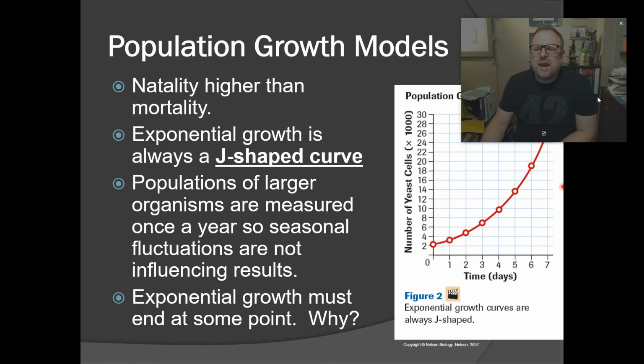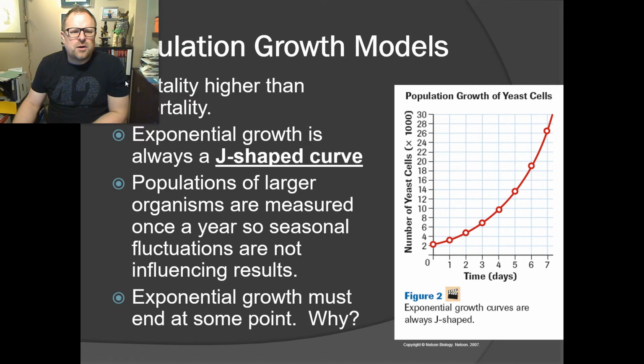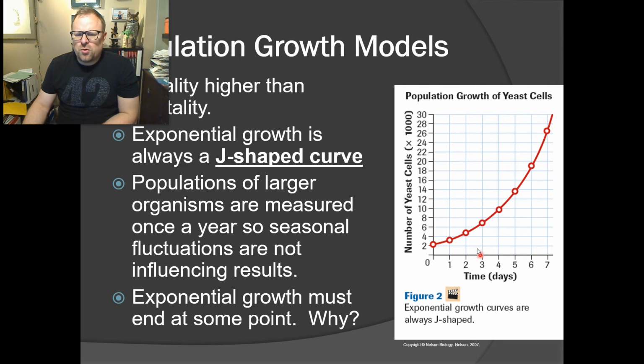So I'm going to move myself over here. This is what a population growth model that is experiencing exponential growth might look like. This is yeast cells. The numbers over here are in the thousands, and this is the time in days. And so this is what we would call a J-shaped curve. It kind of looks a little bit like a J, if you can imagine it. And the population tends to have much higher natality than mortality at this point, and it's growing basically unchecked as time goes by.